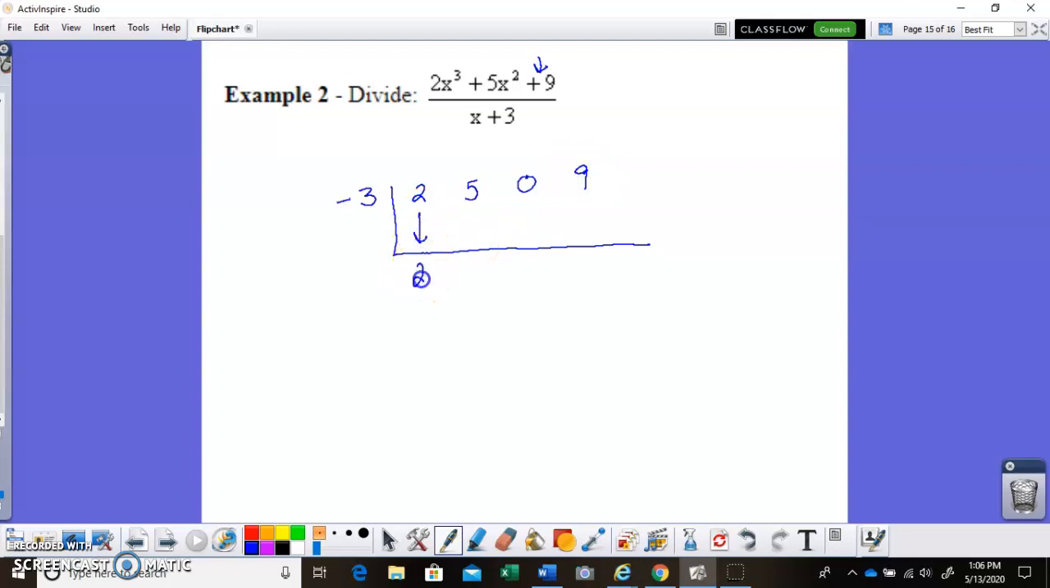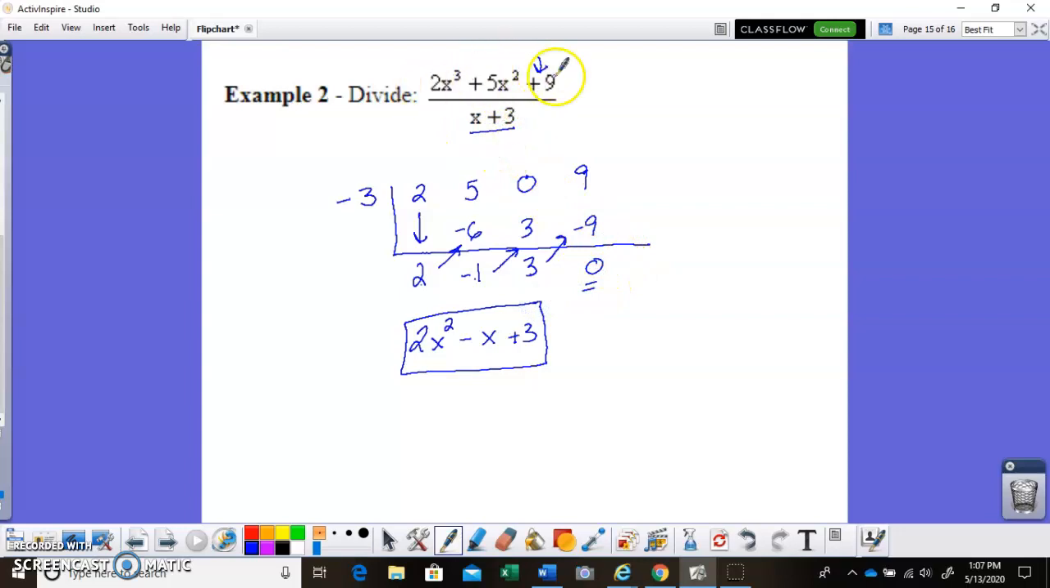We bring this one down, we get a 2. Negative 3 times 2 is negative 6. Add them together, we get negative 1. Multiply, we get a 3. Add them together, we get 3. Multiply, we get negative 9. Add them together, we get 0. This one tells us we have a remainder of 0. So this is to the 0 power, 1st power, 2nd power. So 2x squared minus x plus 3 with a remainder of 0. Remember, when we have a remainder of 0, that tells us that x plus 3 is a factor of the polynomial.